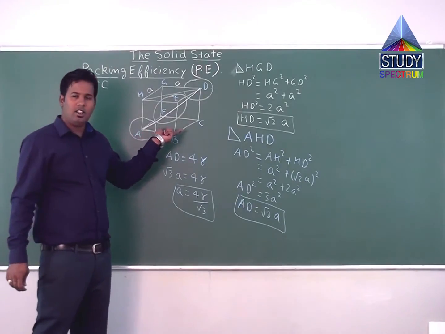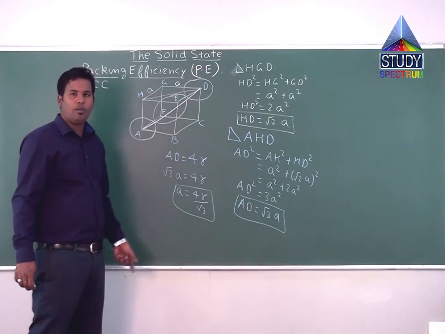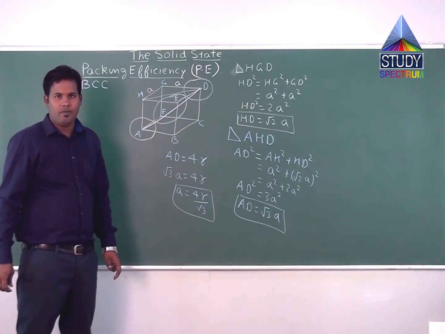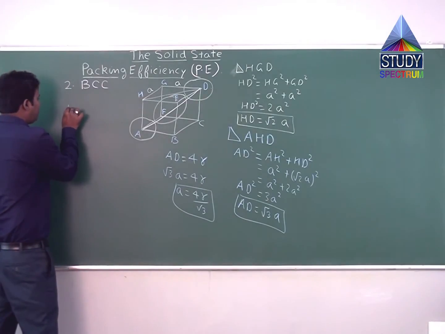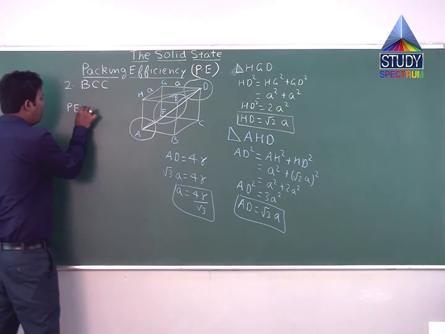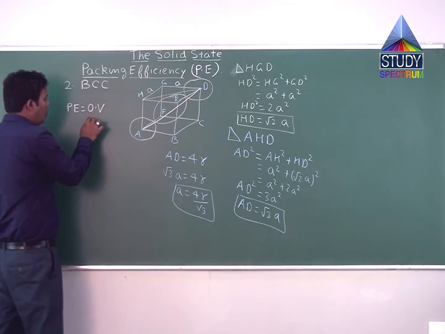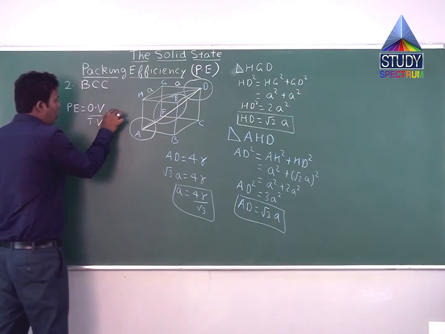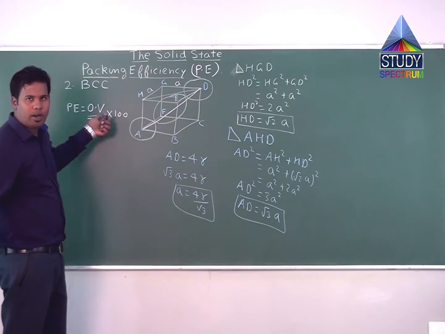Now, like I said earlier, we have represented packing efficiency in short as P.E., occupied volume of spheres in this unit cell as O.V., and total volume of this unit cell as T.V. So if I want to calculate packing efficiency, it is nothing but occupied volume, that is O.V., upon total volume, that is T.V., into 100.